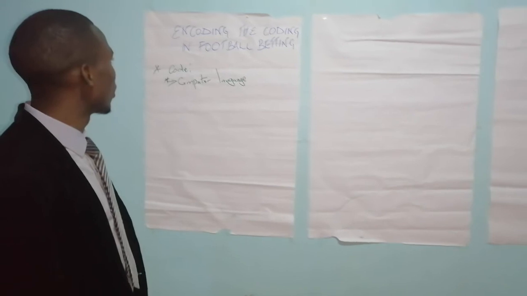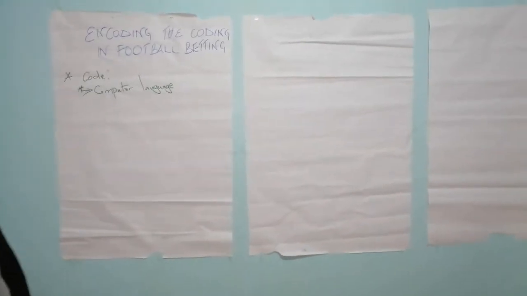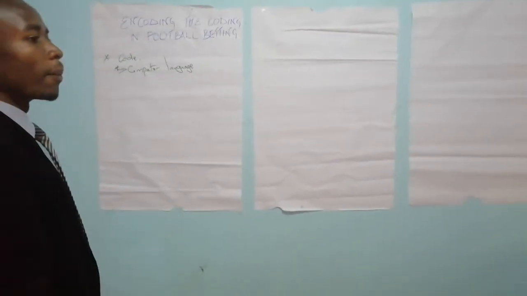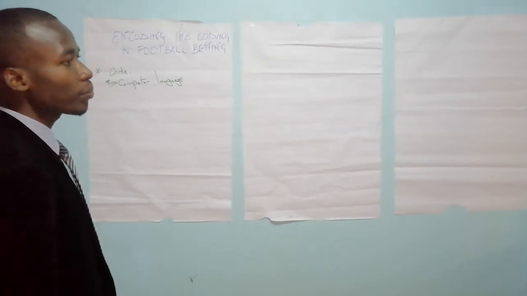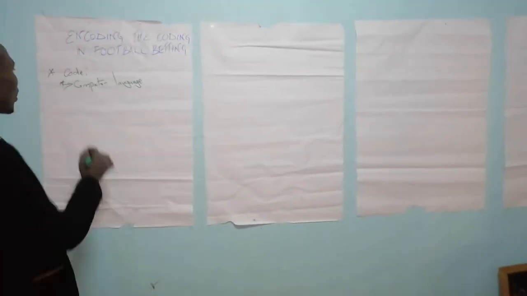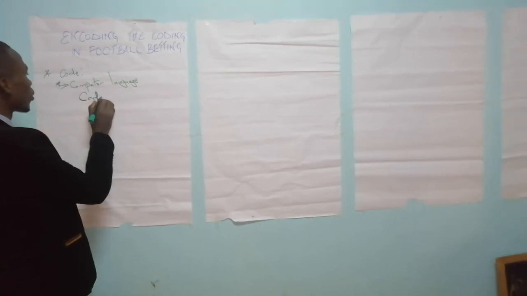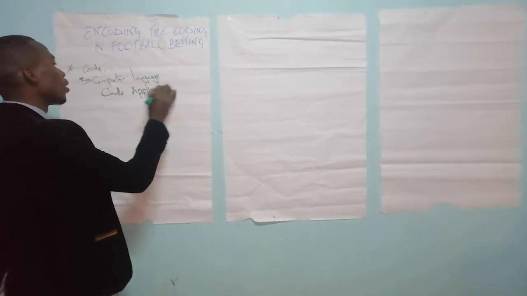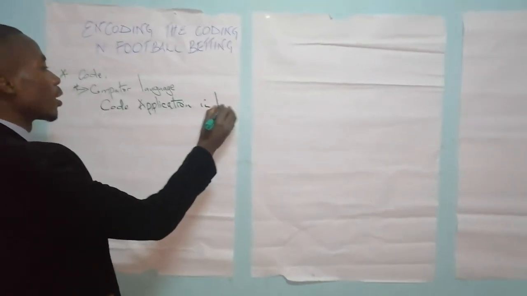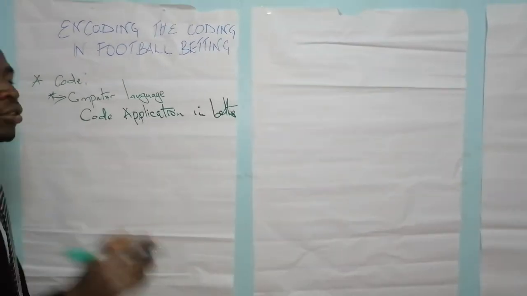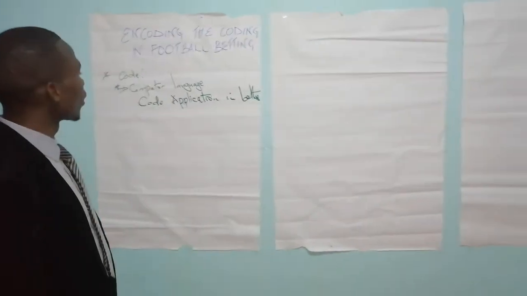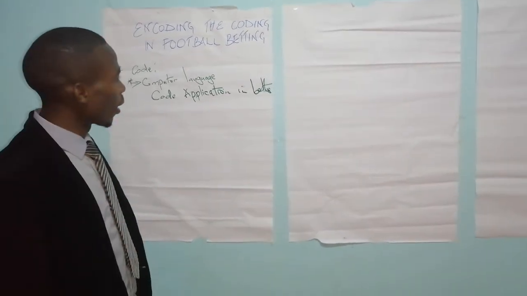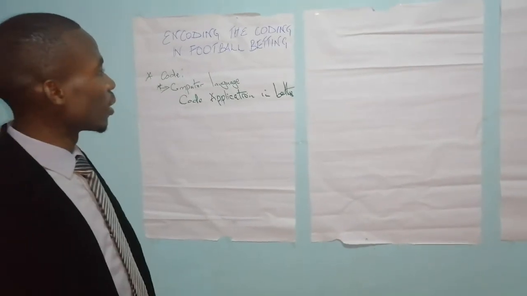So simply, what is a code? A code is simply a computer language best understood by the users. So how is code application relevant in betting to you as one who bets, and even to the users?